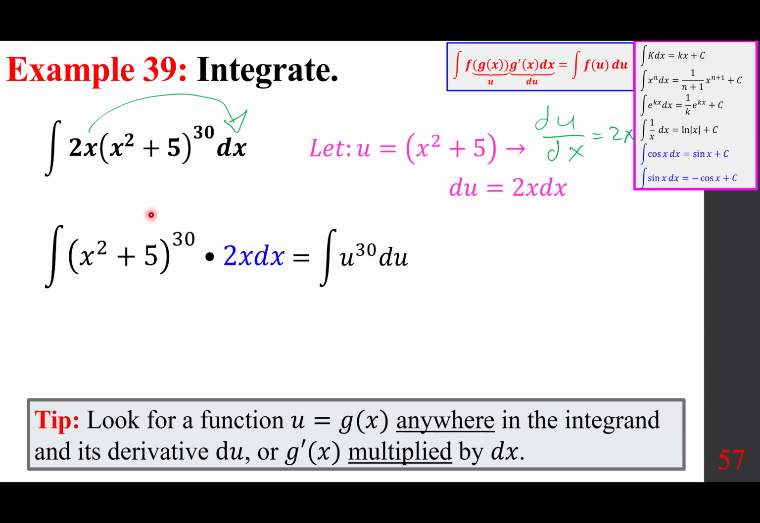Now this is an easy integration or anti-differentiation. We use the power rule. So we get 1 over 31, u to the power of 31 plus a constant. And u is replaced by x squared plus 5. And as always, you can check: if you differentiate this, you should get the original one without the dx. In other words, you get the integral.